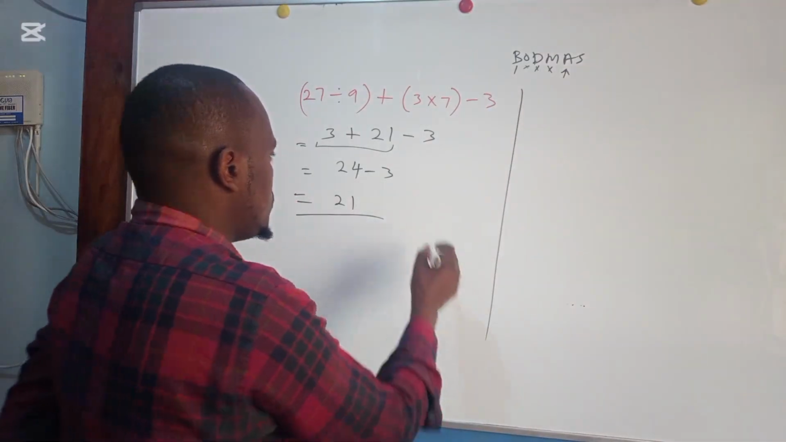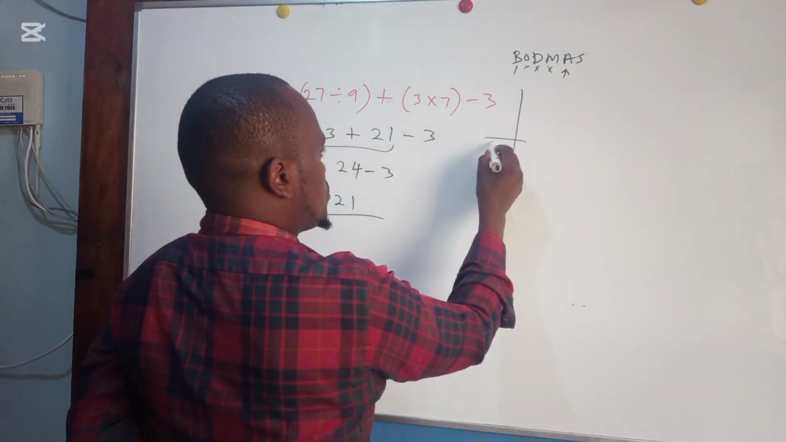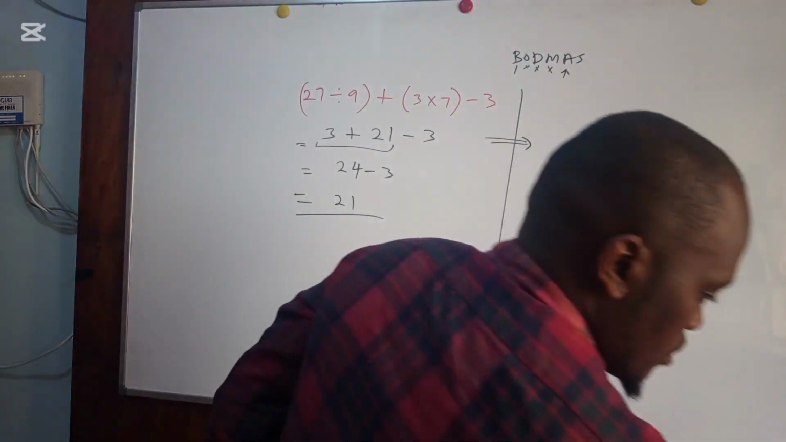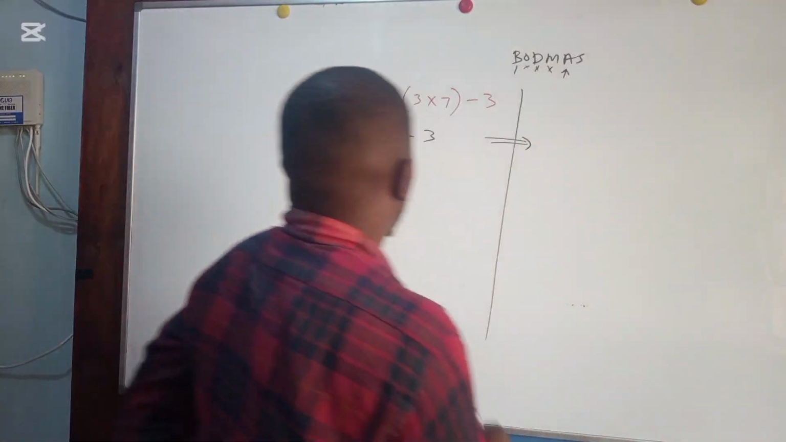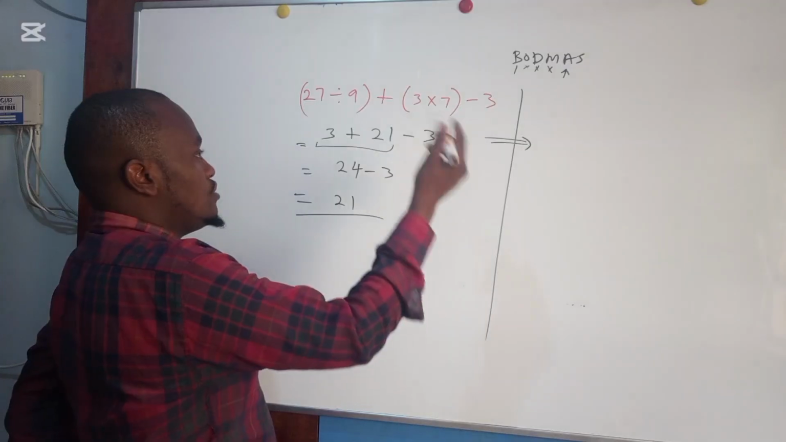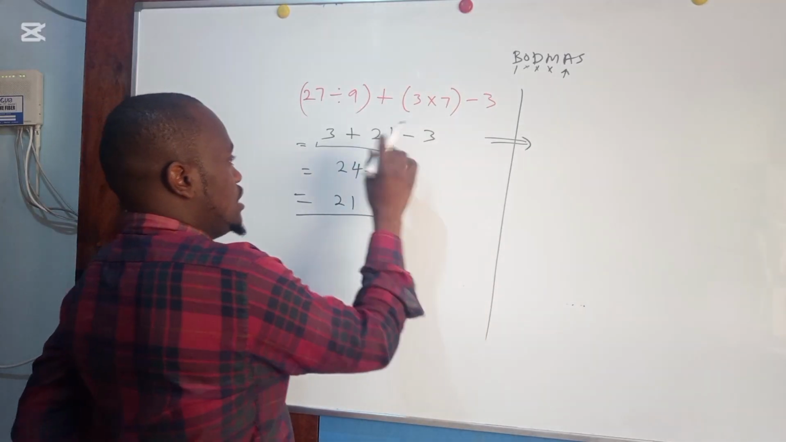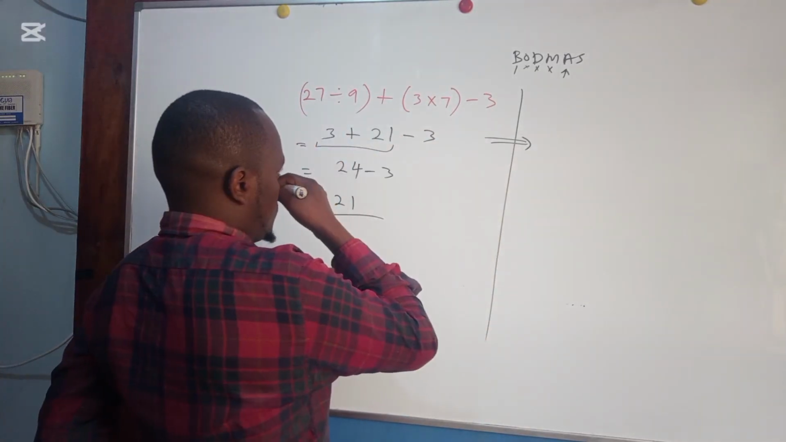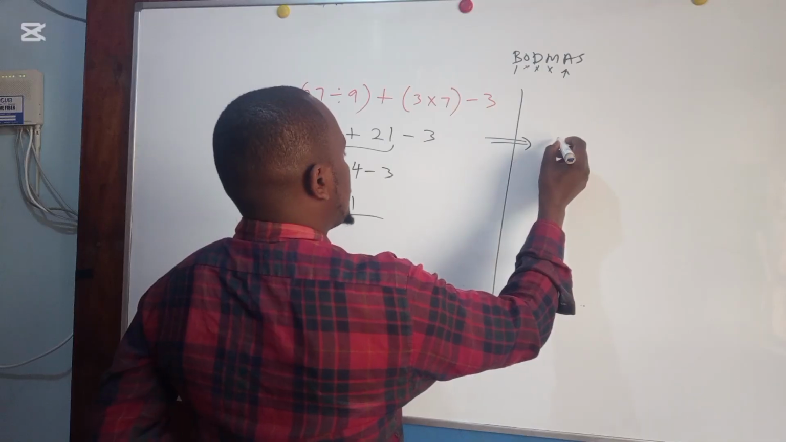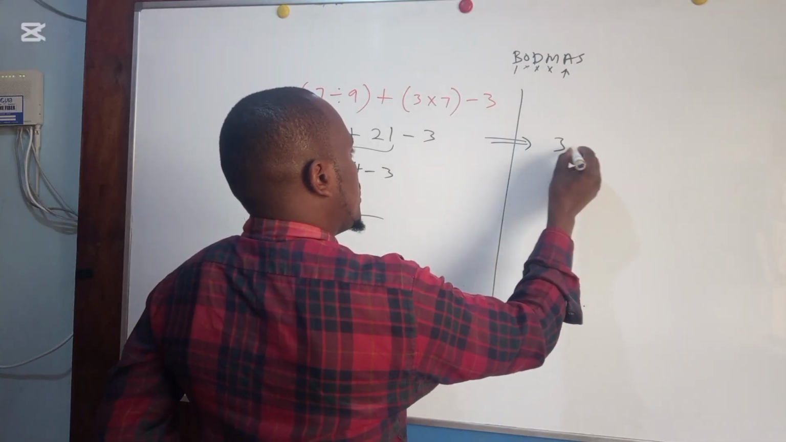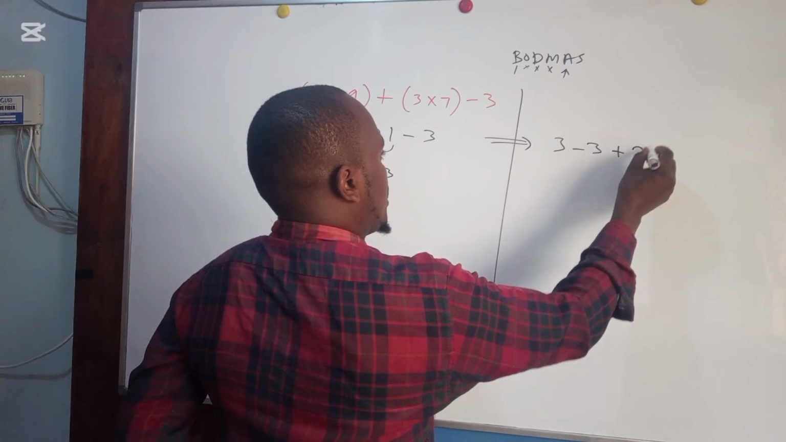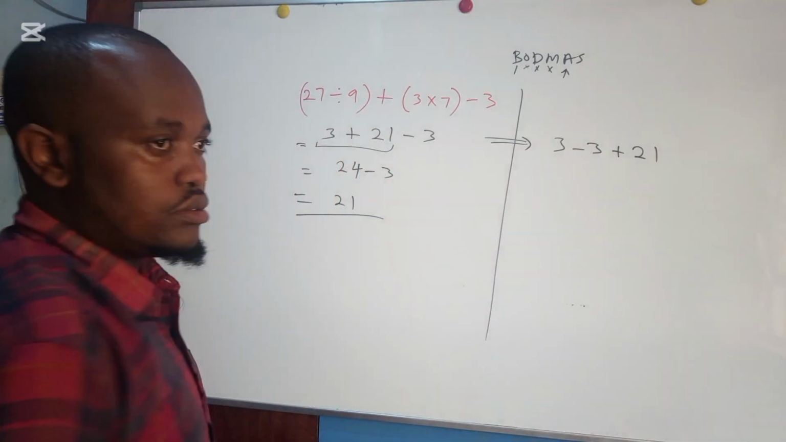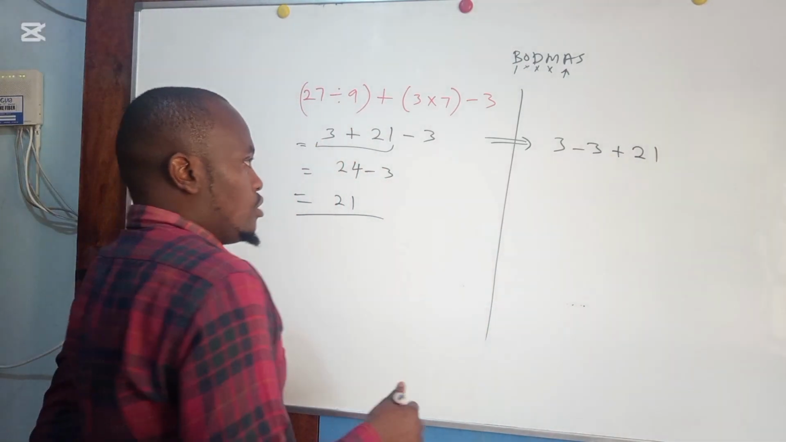Sorry, at this point, I want to... where you need to rearrange. If at this point 3 minus 3 plus 21, although let's continue doing it.